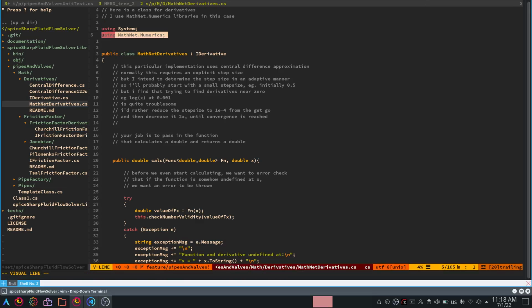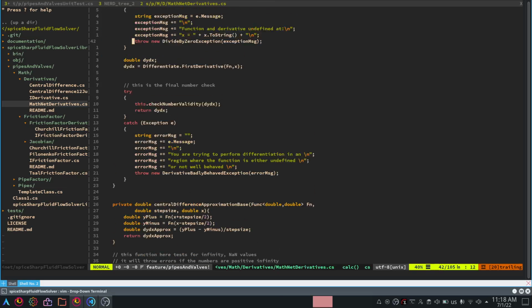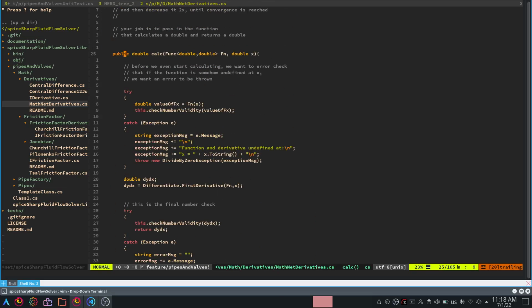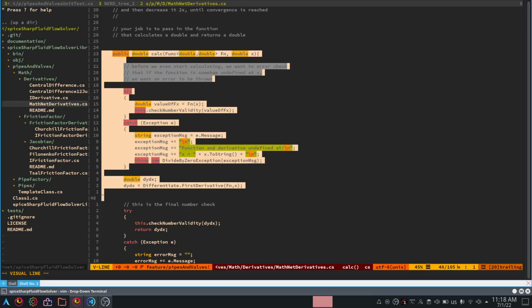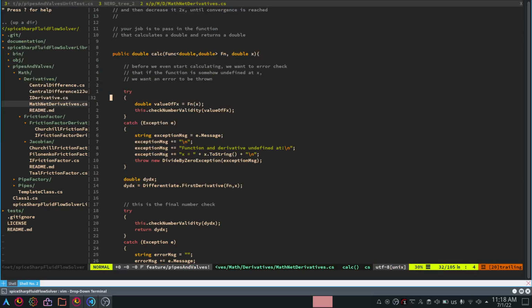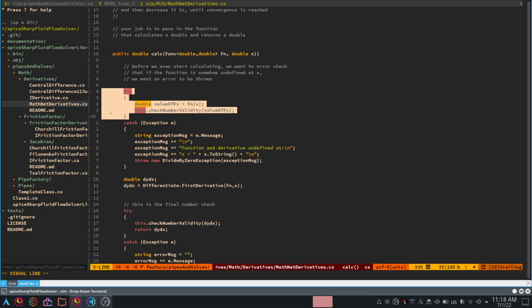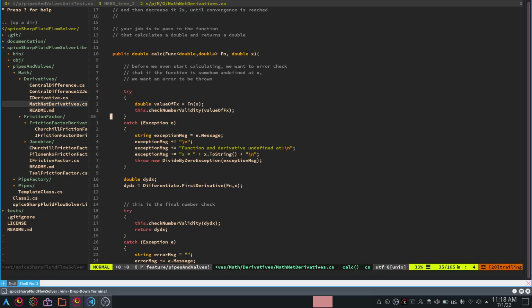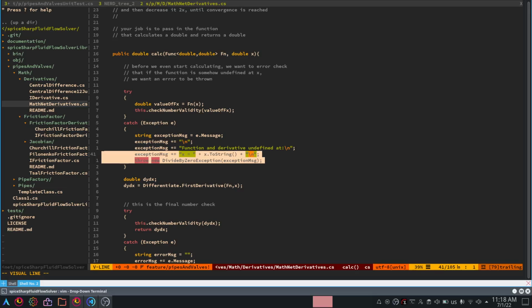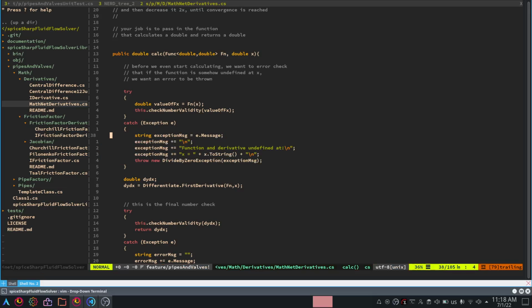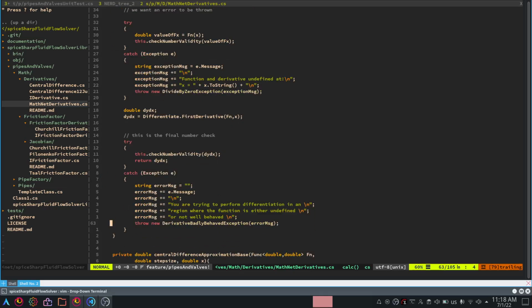We use the mathnet numerics package as you can see here, and all of these are just the functions. We do a calculate function. How do you calculate the derivatives? First of all, we check the validity. Is the function defined at that point? If the function is not defined at that point, probably the derivative also is not defined at that point. We'll just throw an exception. The exception will be a divide by zero exception, which is mathematically quite similar to an undefined.